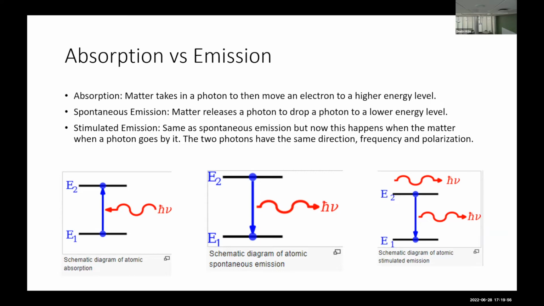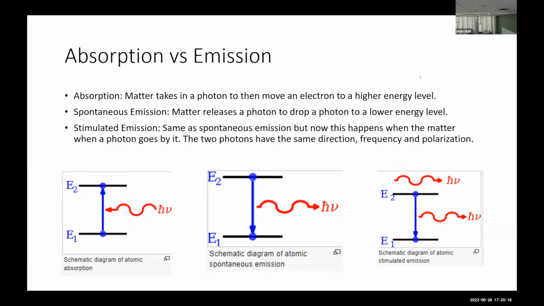And then stimulated emission is just like spontaneous emission, but instead of it happening on its own, we have to introduce a photon to the system, and then it will drop an electron from a higher to a lower energy level.